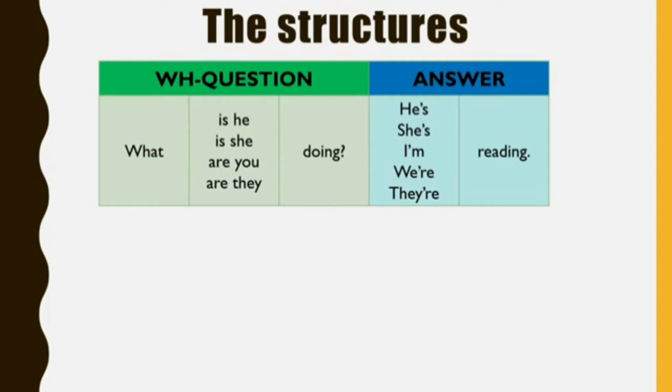If you look at the table, there are two columns in different colors. The first column is the green color, which is the way we ask questions about what people are doing. The blue column is the way we answer the WH question. If you look at the green column, when we ask questions about what people are doing, there is always a format for us to follow.